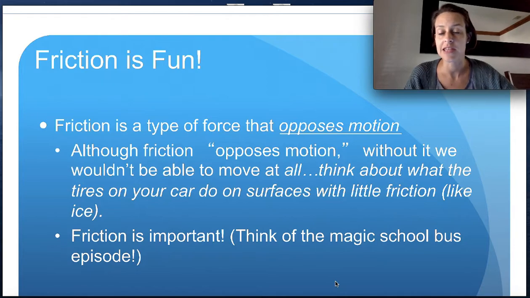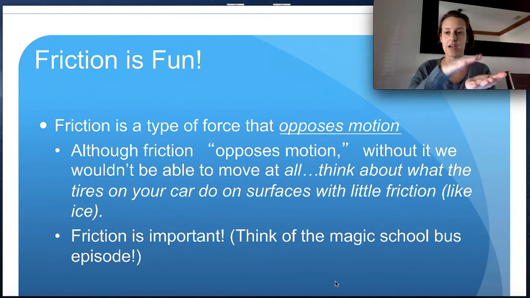But think about whether you'd be able to move at all if you didn't have any friction, right? Imagine walking on ice, or if you've ever hydroplaned in your car, when your wheels spin and you don't have any control over that, right? That would be a lack of friction. Okay, so friction is actually hugely important.